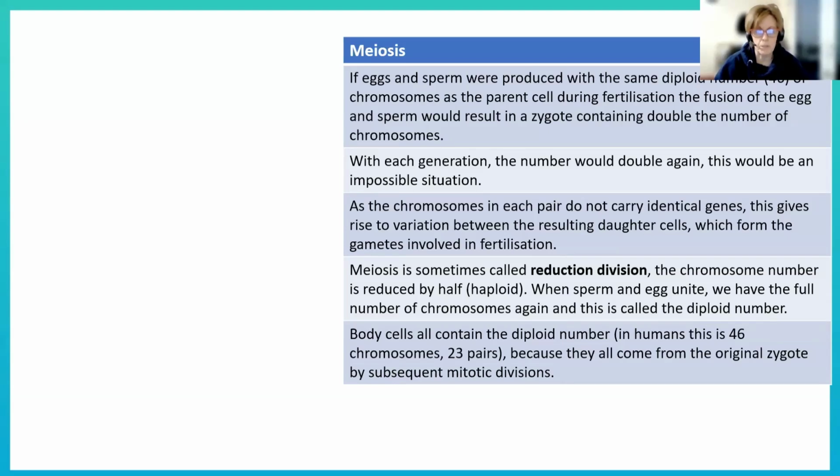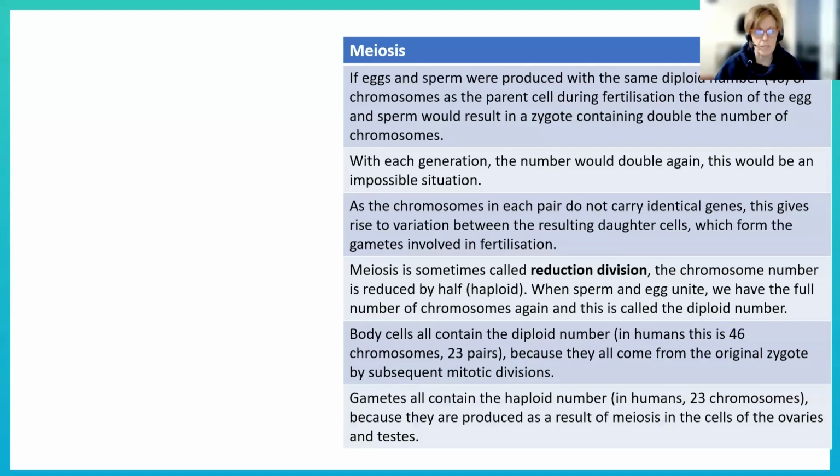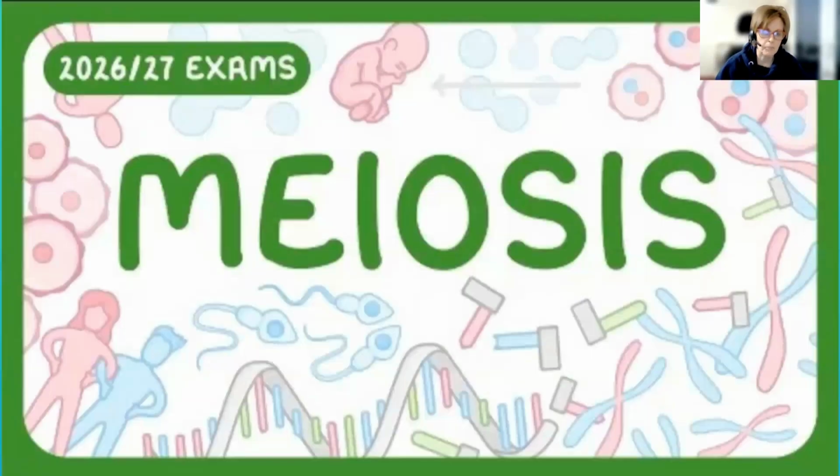And this happens because they all come from a zygote that will then divide by basically mitotic divisions, which is just a copy and paste of cells. And the gametes, that's the egg and the sperm, contain 23 chromosomes because they're all produced as a result of this reduction division, this meiosis process that we're going to look at in a moment, which takes place in the ovaries and the testes.